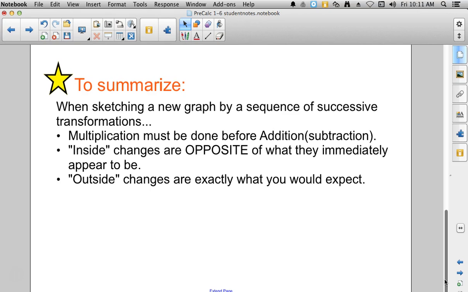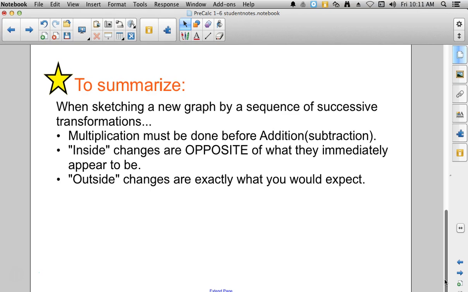Inside changes are the opposite of what they immediately appear to be. That's kind of an oversimplification of the fact that horizontal changes are always backwards from what we expect. Mathematically, with the numbers, that always happens. That x horizontal piece is always the opposite. And then outside changes, those are exactly what we would expect.